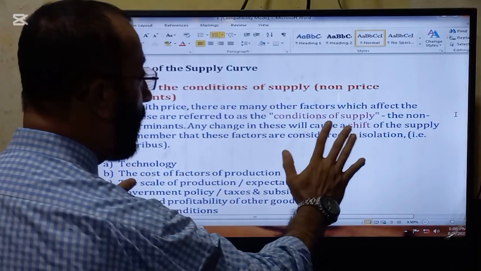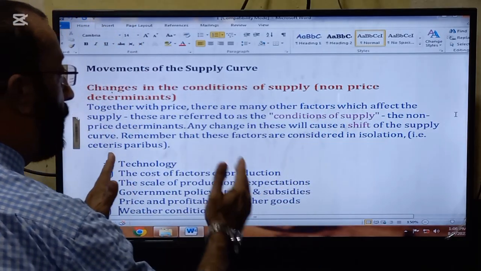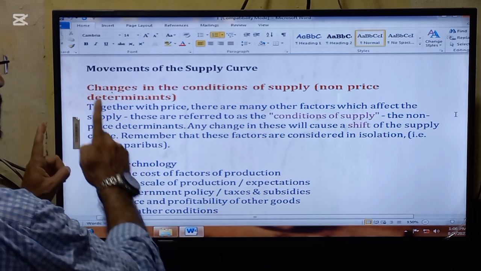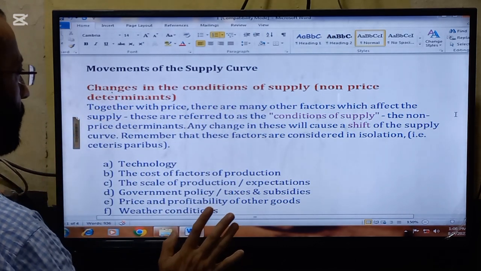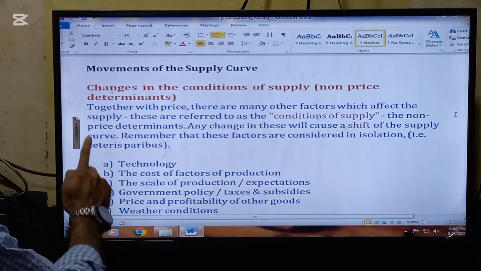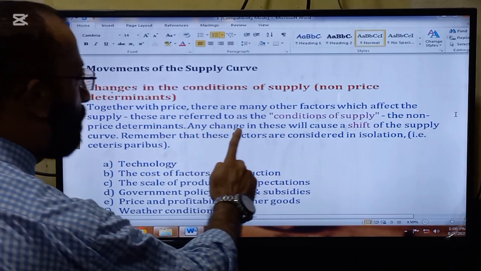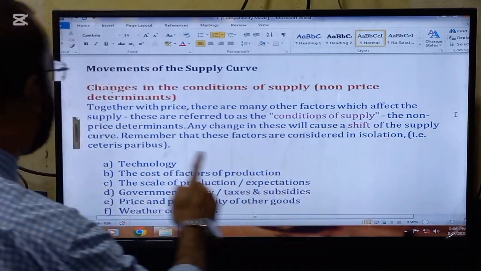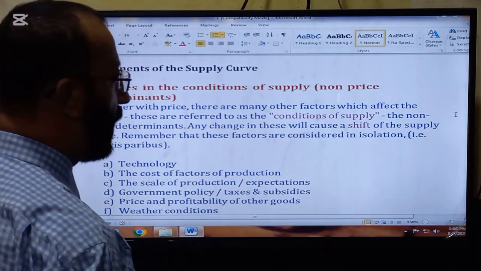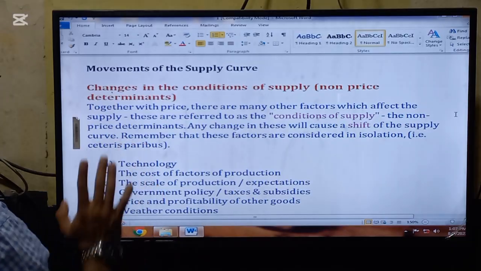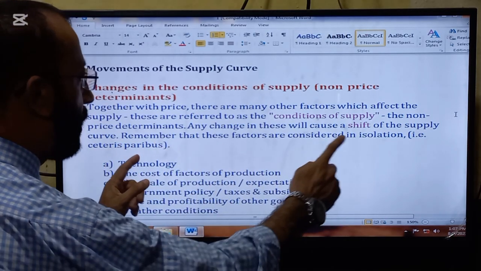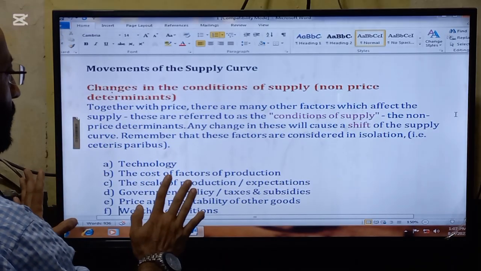So whenever there are non-price determinants involved and there is a change of the supply, always there occurs movement of the supply curve. So concentrate yourself here. Here we are going to start now. Together with price, there are many other factors which affect the supply. These are referred to as the conditions of the supply, the non-price determinants. So other than the price, the factors are called the non-price determinants.